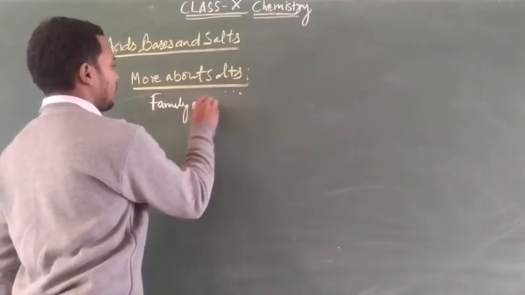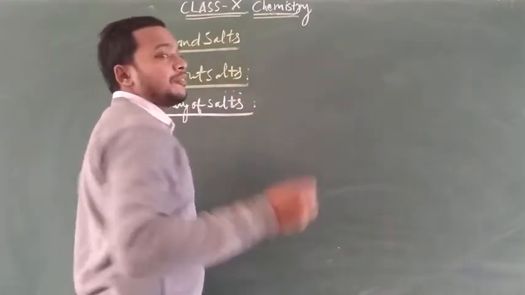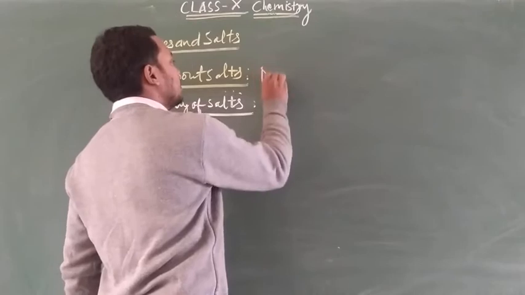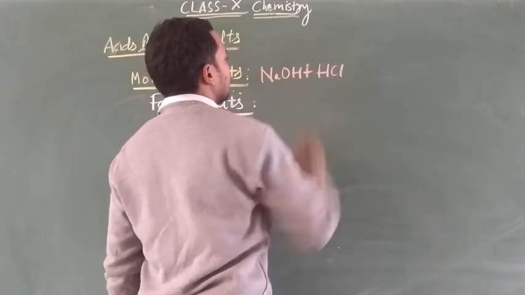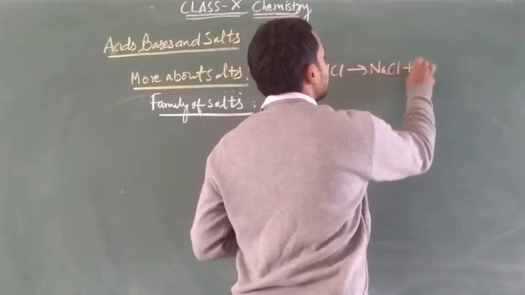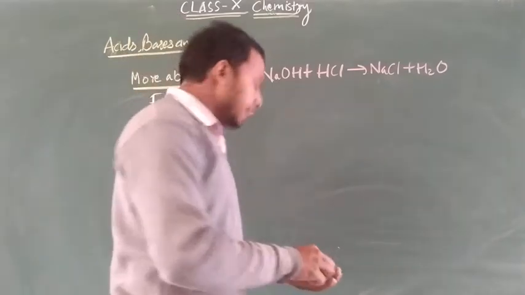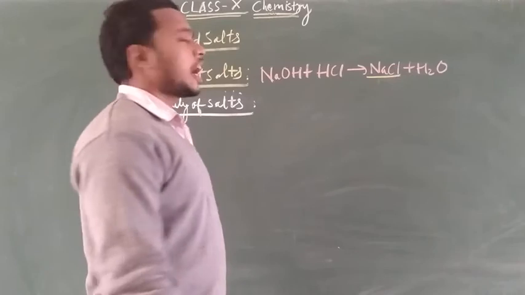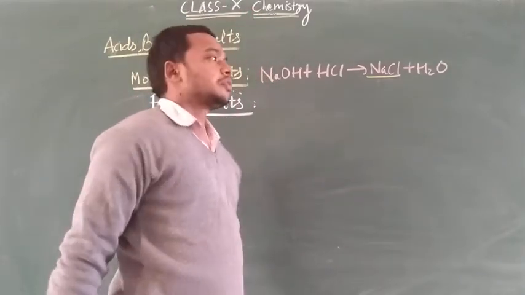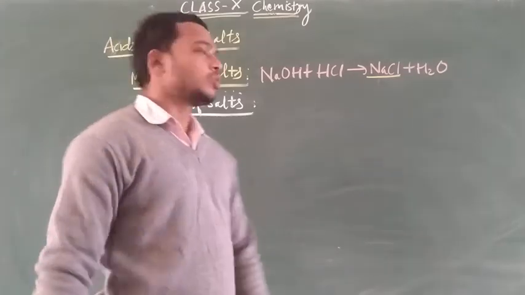So, the family of salts. First we know how salt is formed. Salt is formed by the combination of base and acid, which gives NaCl plus H2O. It means salt is formed by the neutralization reaction of acid and base. So different types of salt are formed during the chemical reaction. This is our NaCl. Now if we categorize the different types of salt, I am going to write in table form.